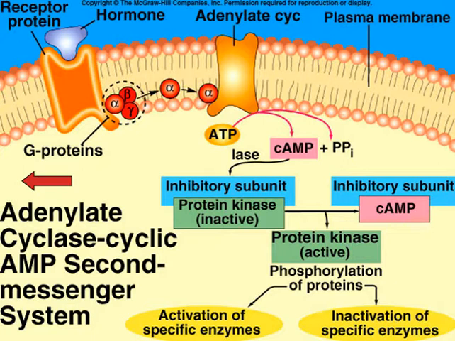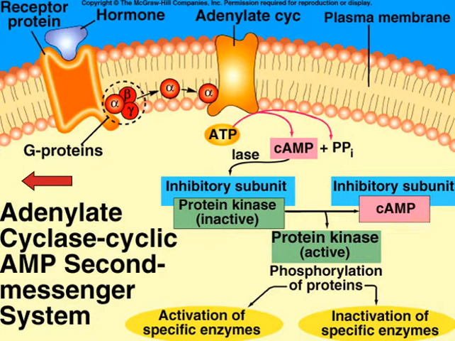And we've talked about protein kinase a little bit before, right? And so these are enzymes that cause specific actions inside the cells, and the cyclic AMP then is able to remove this inhibitory subunit and allow this protein kinase to become active. Once the protein kinase becomes active, it can turn on or off specific enzymes in the cell. And it turns out it does it by phosphorylation of proteins. I don't really care that you know that, but it's going to activate or inactivate specific enzymes.